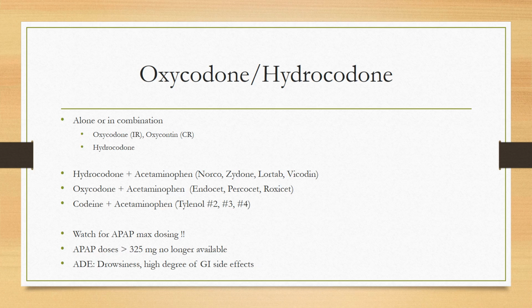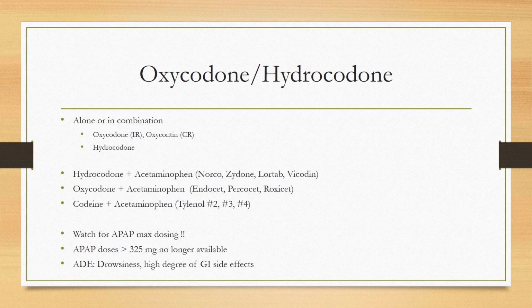Next, we have our combination products, our oxycodone and our hydrocodone, of which oxycodone comes as oxycodone or OxyContin. And then hydrocodone only really comes as a combination product. Again, this is your Vicodin, your Lortab, your Norco, your Zydone, and then your oxycodone acetaminophen was the classic, your Endocet, your Percocet, your Roxicet, and there is actually a Percocet liquid that's called Roxicet.